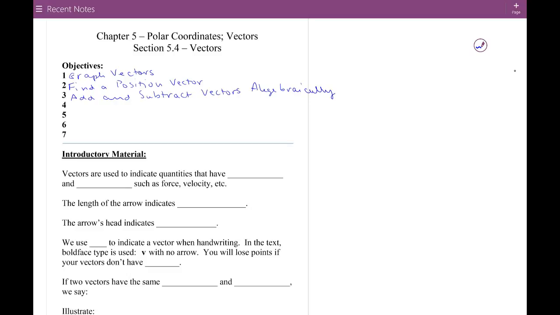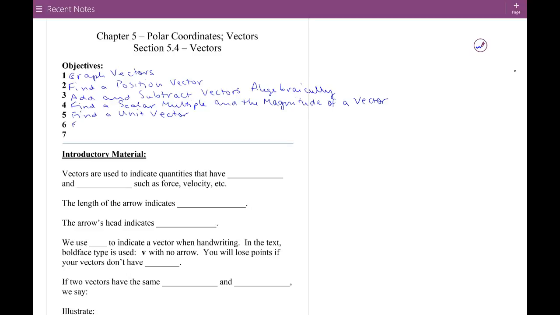The fourth objective is to find a scalar multiple. So we'll learn about what a scalar is. And the magnitude, oh, we've heard that word before, talking about complex numbers. The magnitude of a vector. Then we're going to learn how to find a unit vector. This has the same unit meaning as the unit circle. There's a 1 involved there.